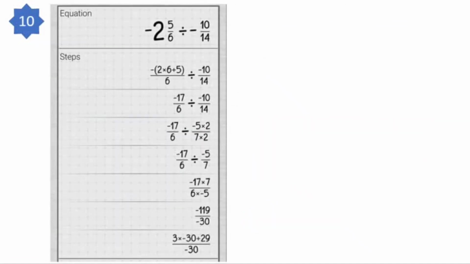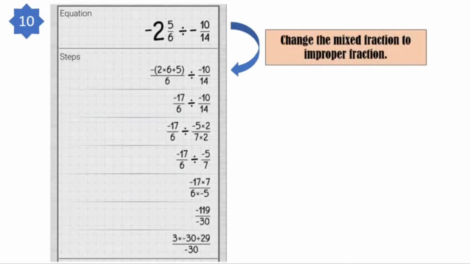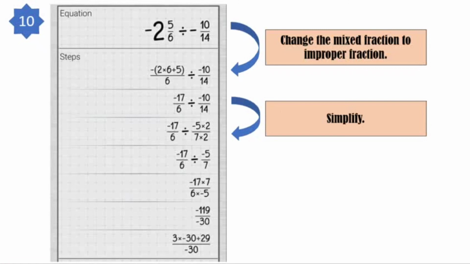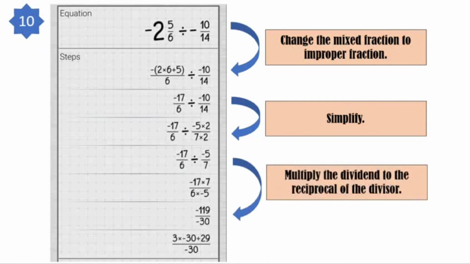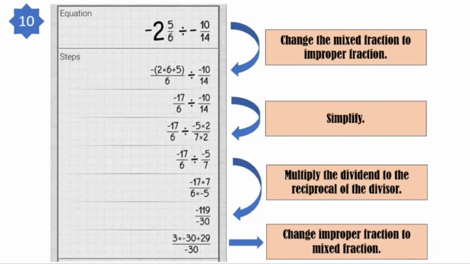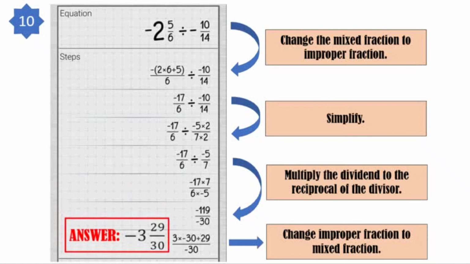And the last equation, negative 2 and 5 over 6 divided by negative 10 over 14. Again, change the mixed fraction to improper fraction. Simplify, multiply the dividend to the reciprocal of the divisor. Change improper fraction to mixed fraction. And the answer is negative 3 and 29 over 30.